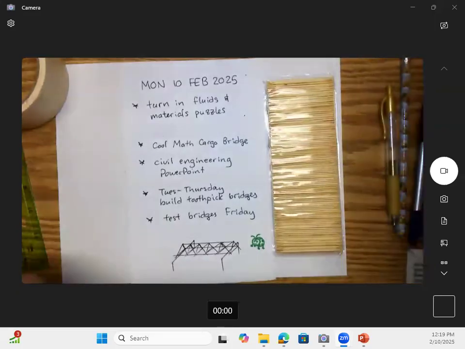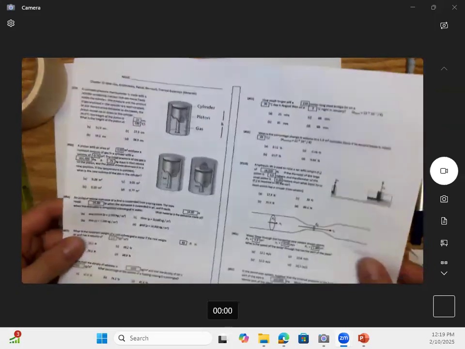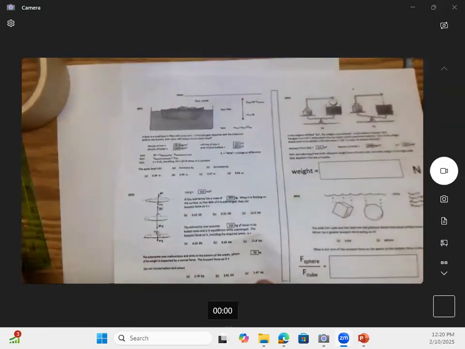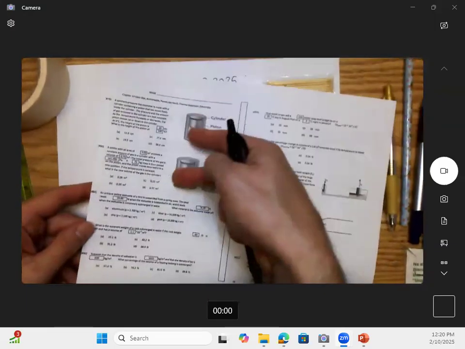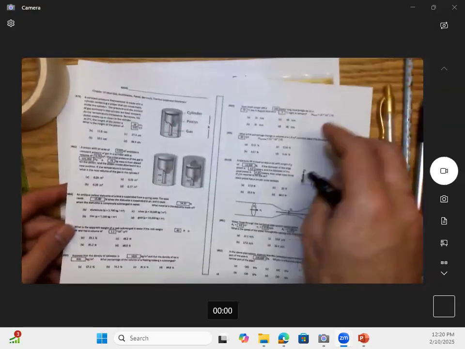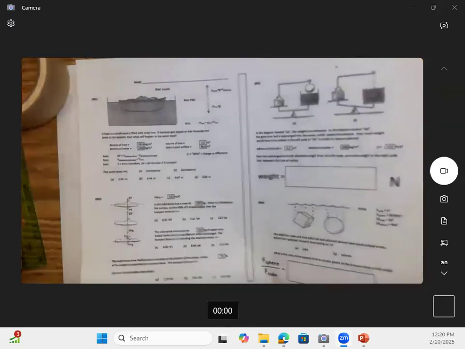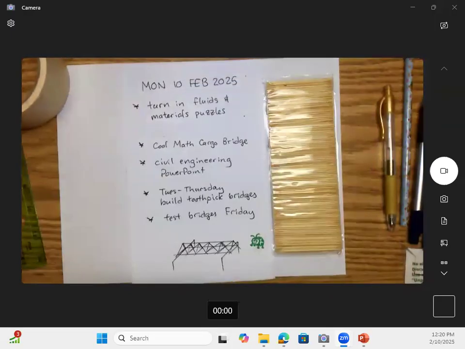So I see a bunch of you have turned in these puzzles. These are from Thursday and Friday. Most of these are fluids puzzles. There's a couple of ideal gas applications and a couple of thermal expansion, but most of the rest are water fluids questions, right? So I'll be scoring those to see how you did.